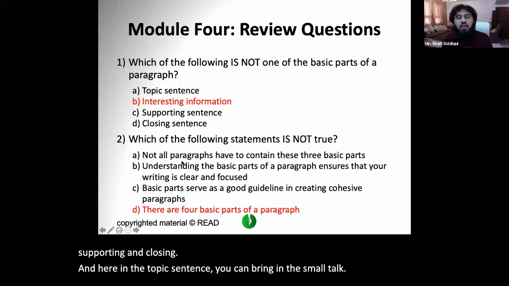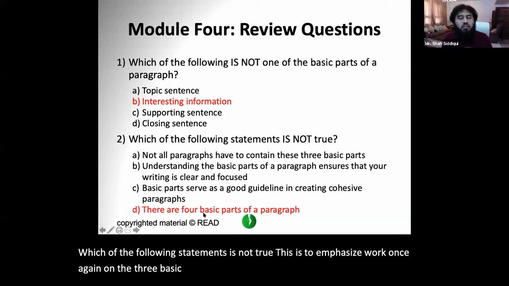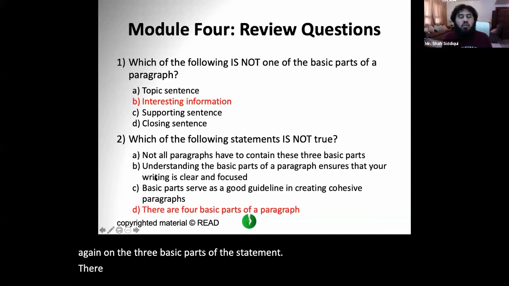Which of the following statements is not true? This is to emphasize once again the three basic parts of the statement. No. There are three basic parts, but not four. I hope you all can read the others. It's better also to read the other answers.